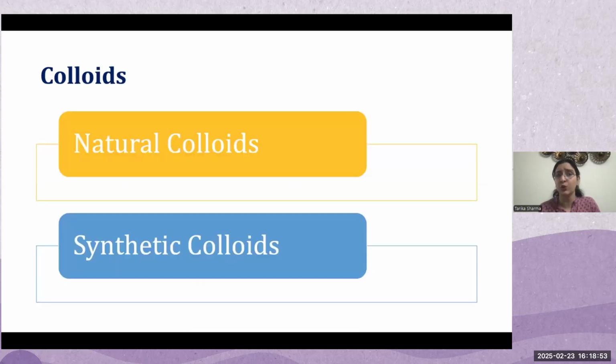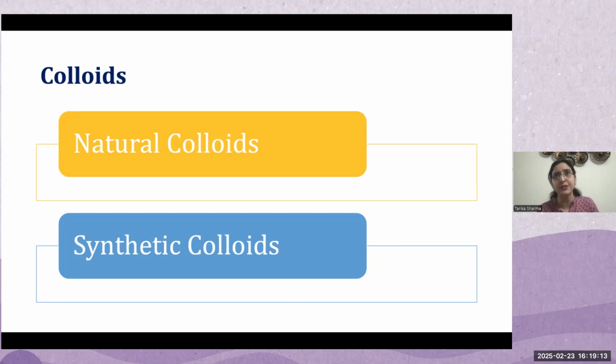The next one is colloids. So colloids are again of two types. We can have natural colloids and we can have synthetic colloids. Usually the colloids are not the preferred ones, but yes, in some cases, if they are indicated, we have to go for the colloids. Albumin is one of the main colloids which has been used, which is a type of natural colloid.